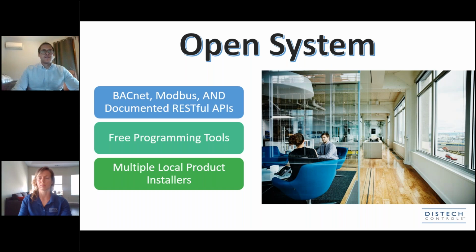The final thing is having multiple local product installers. I find is a good way to have choice for owners. So that allows owners, if they do get caught in a situation where they're not fully happy with the service they're getting, there could be another local installer there that knows how to work with that product and can continue to maintain their system for them. So all these are great ways to ensure that choice and openness for owners in their buildings.